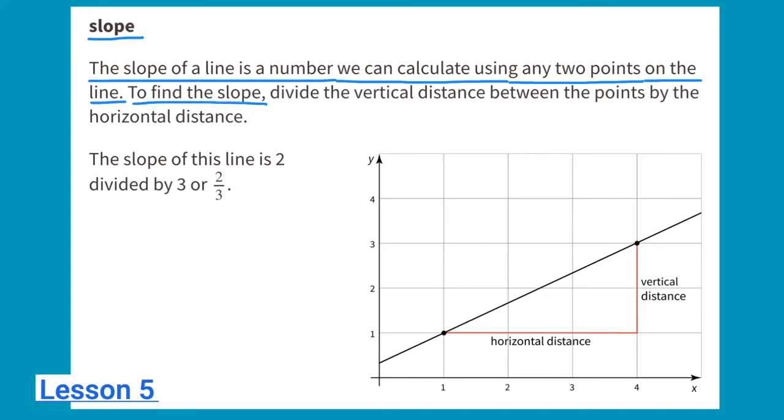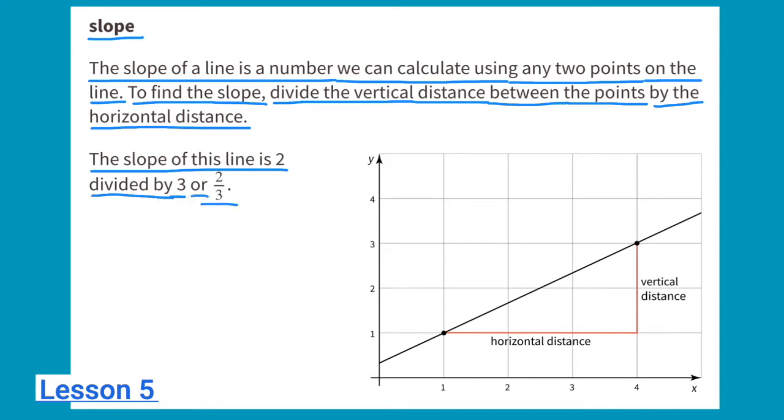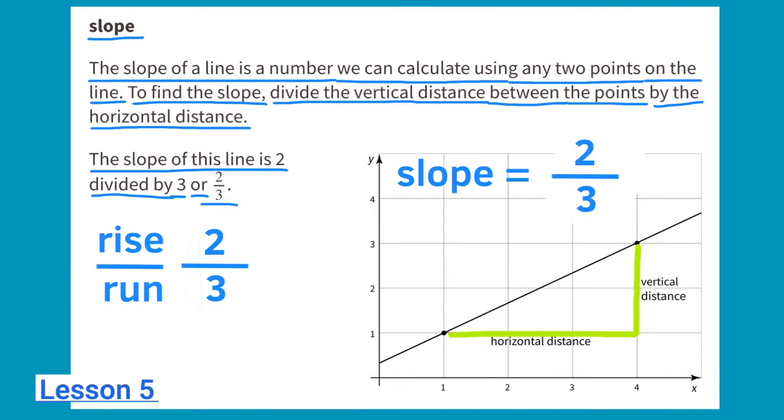Slope. The slope of a line is a number we can calculate using any 2 points on the line. To find the slope, divide the vertical distance between the points by the horizontal distance. The slope of this line is 2 divided by 3, or 2/3. The slope of a line is rise over run, and in this case the rise is 2 units and the run is 3 units. The slope of this line is 2/3.